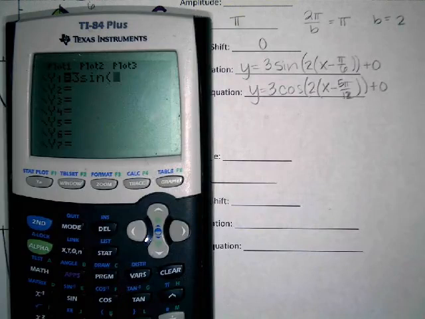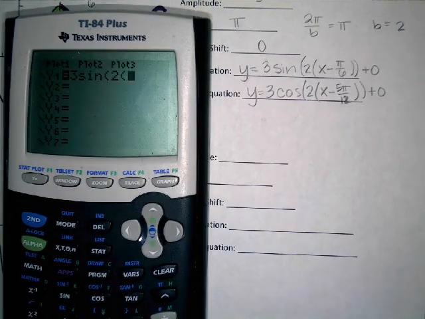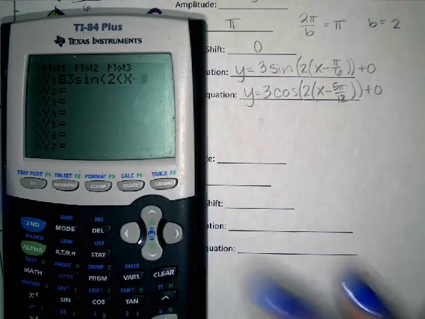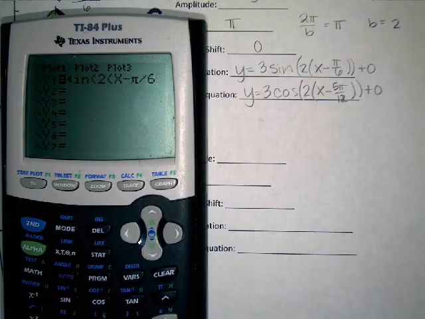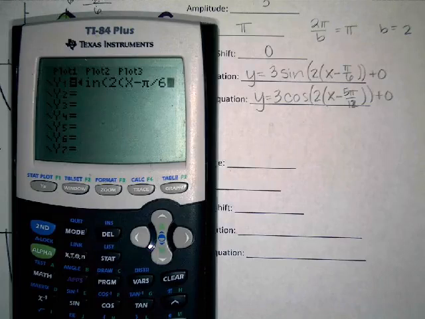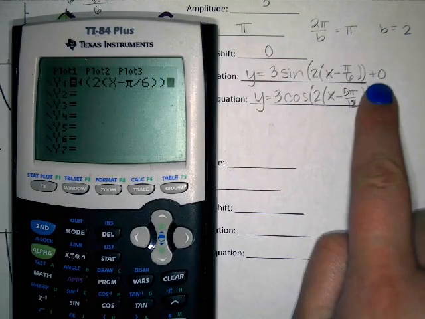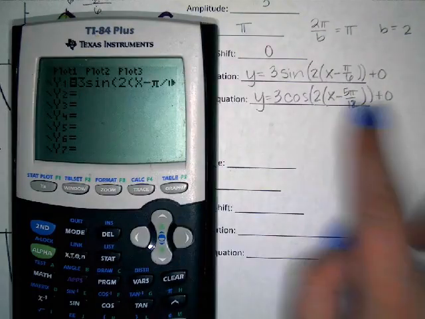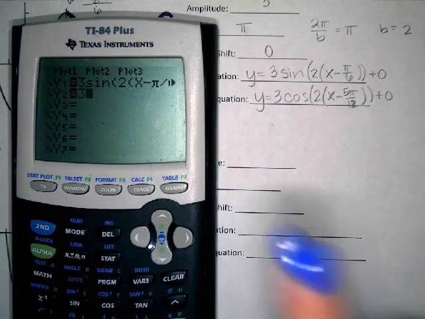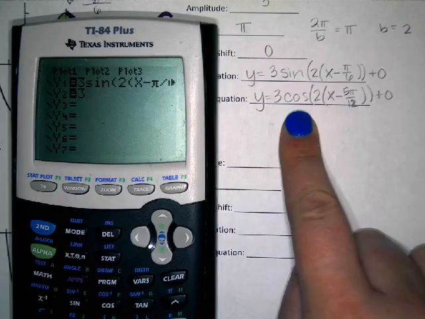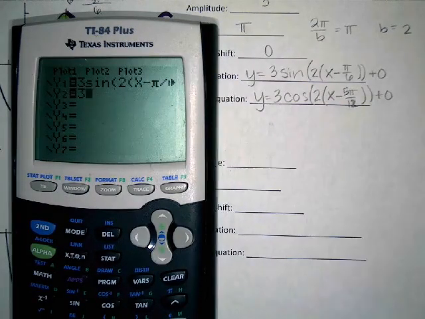Okay, so I've got 2 parentheses x minus pi divided by 6. You don't have to type in the pi over 6 as a fraction. You can type it in as division. You don't have to put in the plus 0. Now, I'm going to type these both in at the same time because these are describing the same equation. So I shouldn't see 2 graphs. I should only see 1 graph. Cos 2 x minus 5 pi divided by 12, parenthesis, parenthesis.